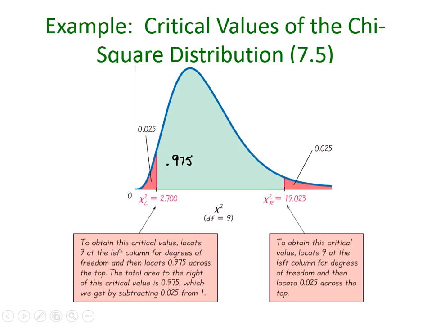0.975 would be the area to the right. So with your degrees of freedom of 9, and 0.975 as the area to the right, you should be coming up with a 2.700. Everybody reading those okay? Because like I said before, this one does not have a calculator shortcut, so you have to be able to read these tables.